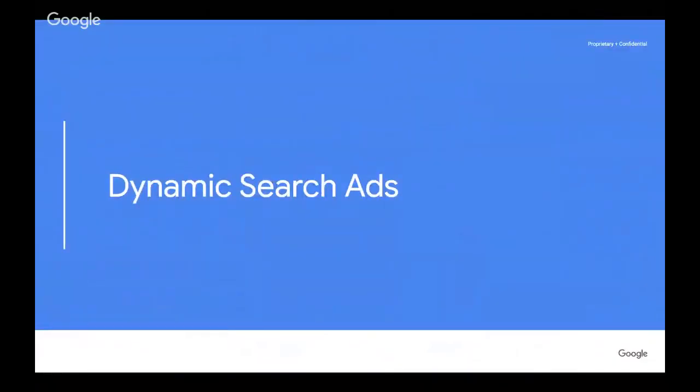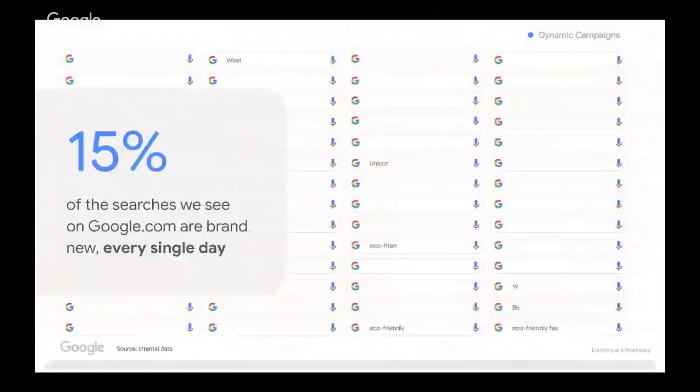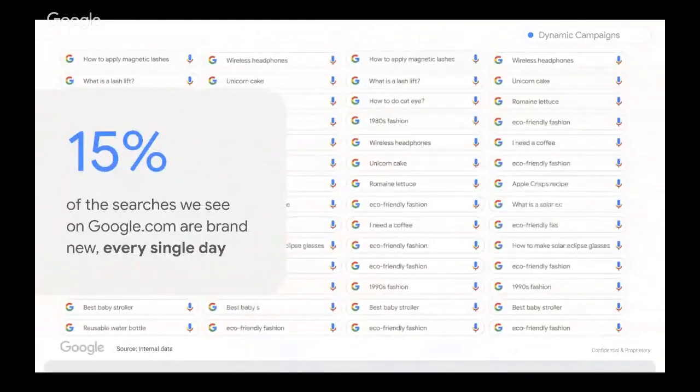Next up, we're going to talk about dynamic search ads. So how can you actually generate incremental reach while maintaining your strong performance and efficiency across your account? 15% of all of the searches we see every single day on google.com are brand new. So this obviously leads to the question of how can a brand offering many different products and services possibly capture all of those searches when they can't even plan for what they're going to be?